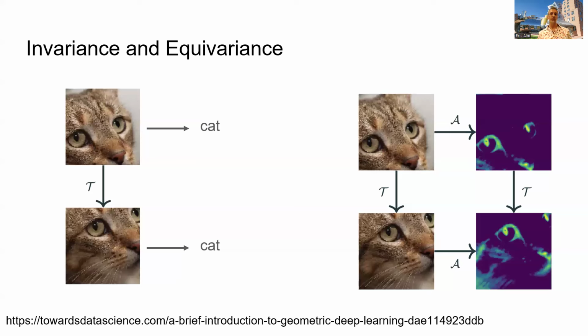But I might be doing something more sophisticated. I might be segmenting out part of that image, or transforming it in some way, like we see on the right. And so now when I translate it, I get the same result, but the result is translated according to the same transformation of the input data, and that's considered equivariant.